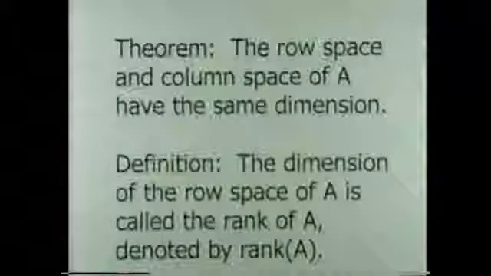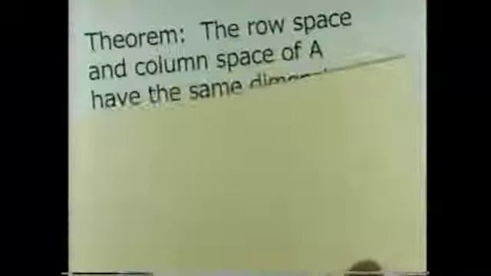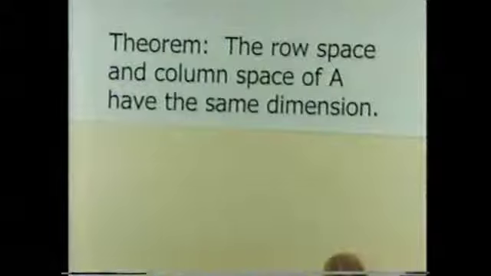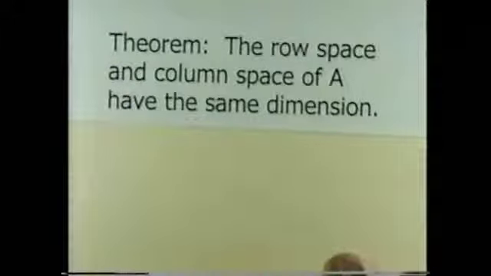But first I'm going to give you a couple more definitions and theorems so we can look at them all at one time in the example. The row space and column space of A have the same dimension. The dimension of the row space of A is called the rank of A, and it's denoted by rank A.